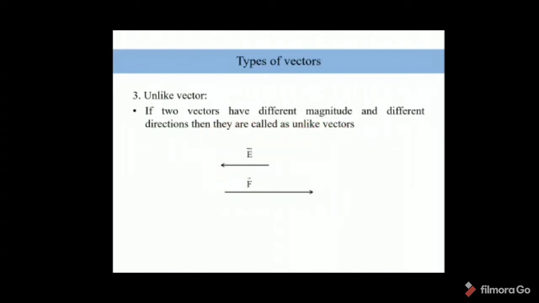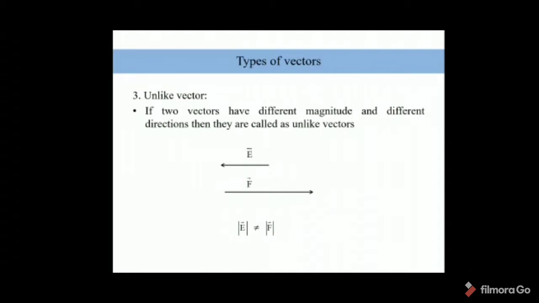So number one, we have studied what equal vectors are. Number two, what like vectors are. Number three, what unlike vectors are. So what are equal vectors? Same magnitude and same direction. That means the vectors will have the same length, same magnitude and same direction. Different magnitude but the same direction, then we call it like vectors. Different magnitude and different directions, as we can see here, are known as unlike vectors.